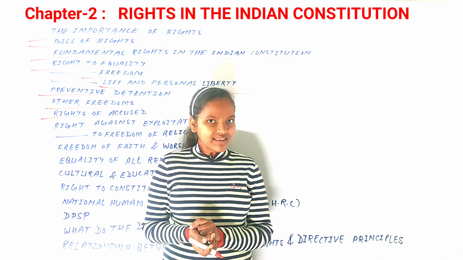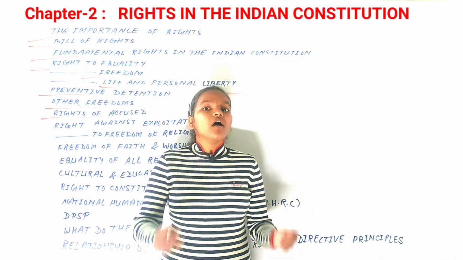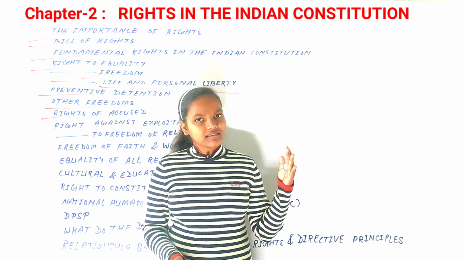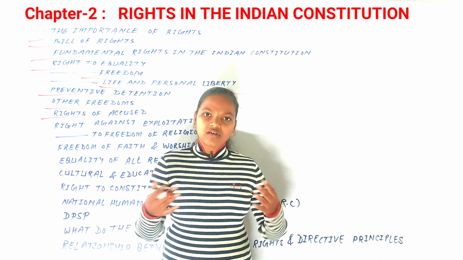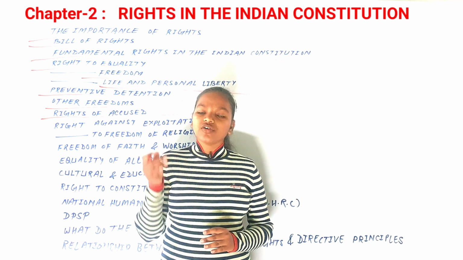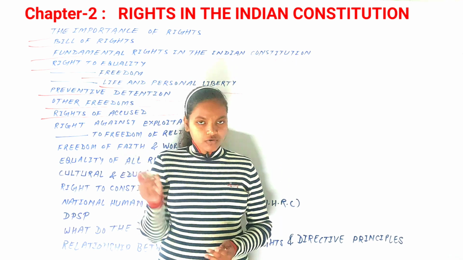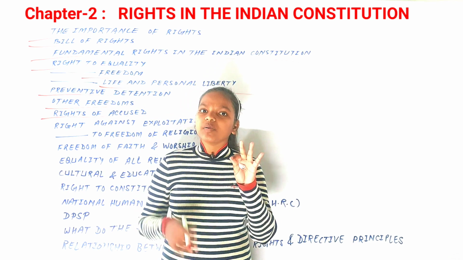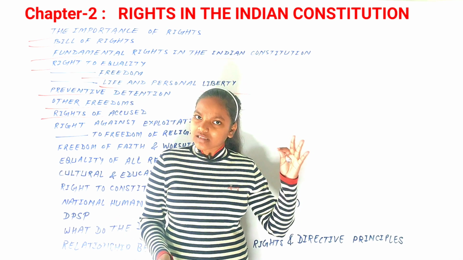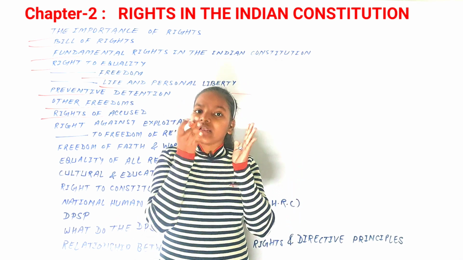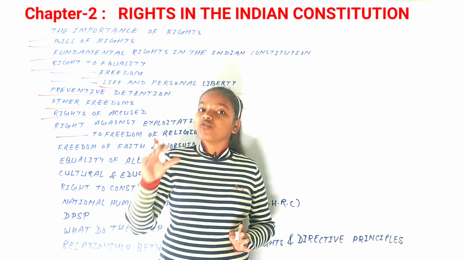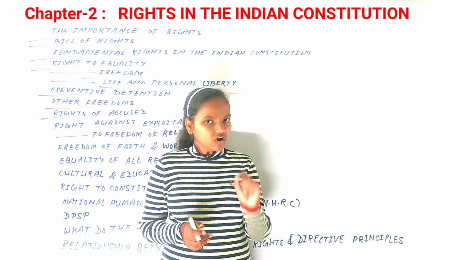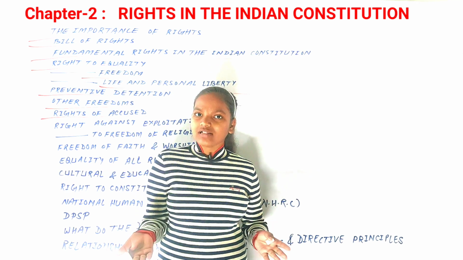Then the second right is that no law can make something an offense from a back date. Suppose a person did something, and after 10 years you make that thing unlawful, an offense. Then you cannot punish that person because it's a back date. Only after the announcement of that particular law would it be counted as an offense. Backdating is not possible because it's against morality.